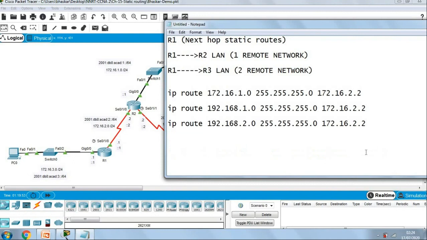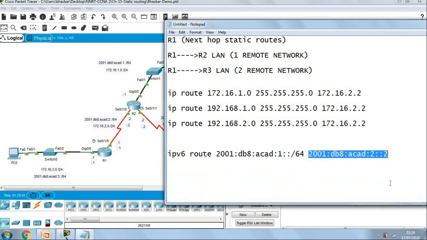Please. Most of the students are confusing here. What we have to do here? /64? No, this is a gateway or next hop IPv6 address, not the whole network with prefix length. Okay, so don't confuse. You have to write only the next hop IPv6 address only, right? Next one. I did for from R1 to R2 LAN.